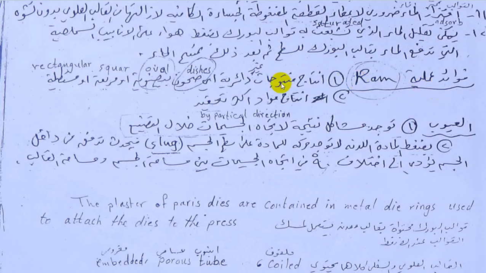is yielding circular products or articles such as dishes, oval dishes, rectangular dishes, or square dishes, as you can all see.